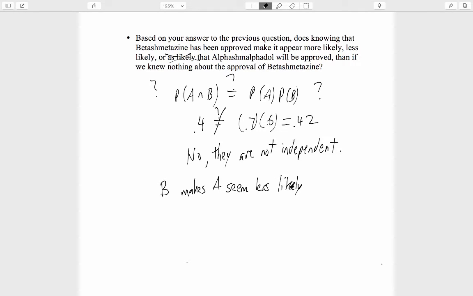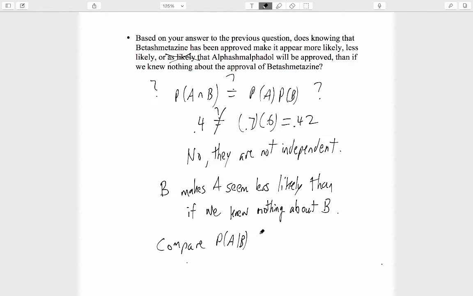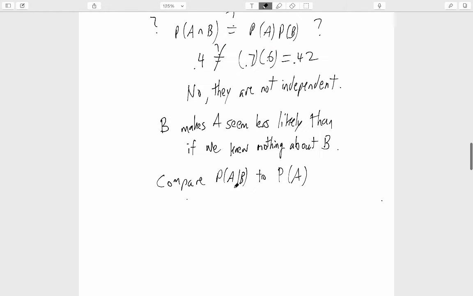Our assessment of the likelihood of A is revised downwards. And when I say less likely, that means less likely than if we knew nothing about B. If this line of reasoning doesn't make sense, if you are uncomfortable with it, you can still do things the old way. The old way means comparing the probability of A given B, the conditional probability A given B, to the unconditional probability of A.